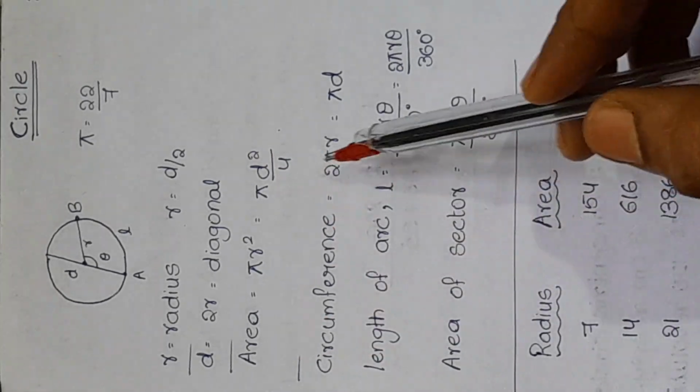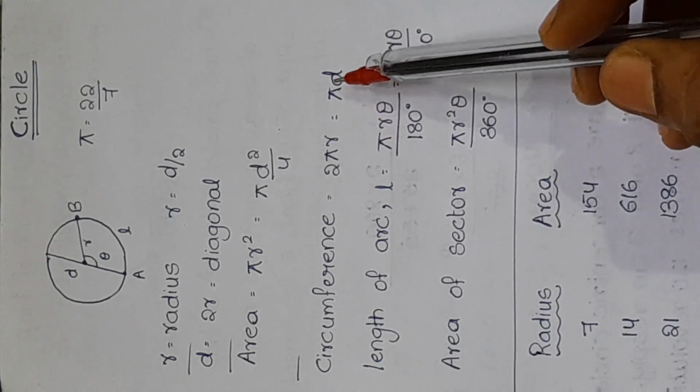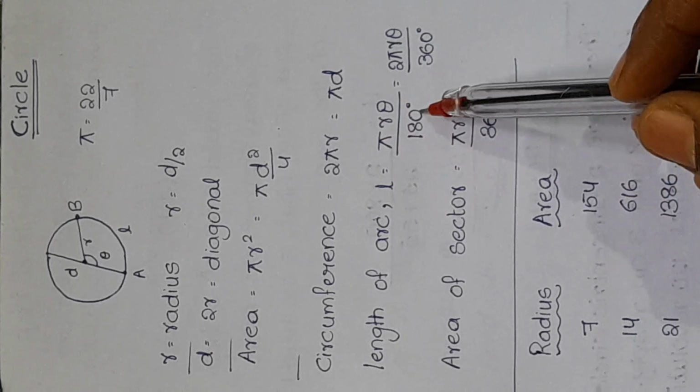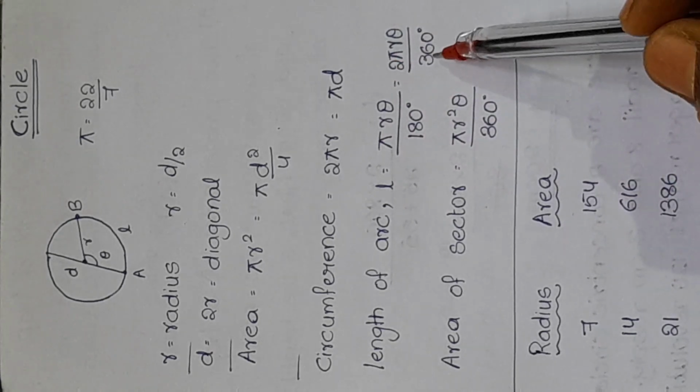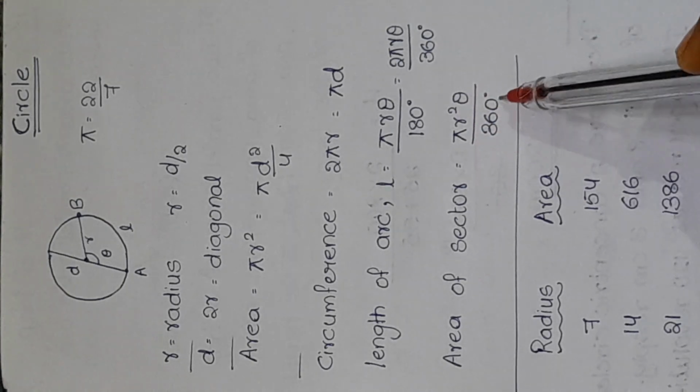Circumference or perimeter of the circle is 2 pi r. Instead of 2r we can write d, so circumference is pi d. Length of the arc L is pi r theta by 180 degrees or 2 pi r theta by 360 degrees. Area of the sector is pi r square theta by 360 degrees.